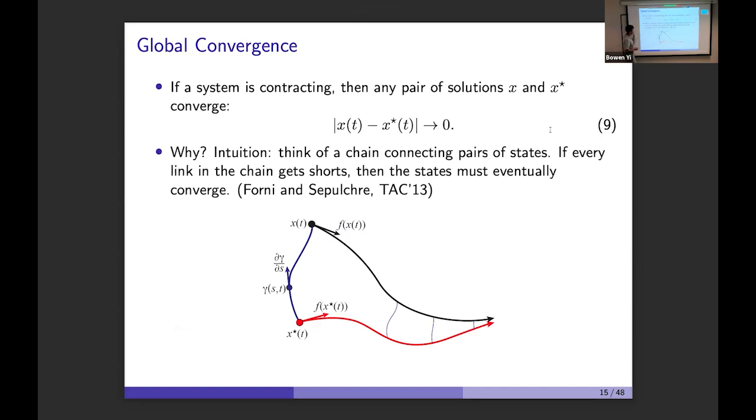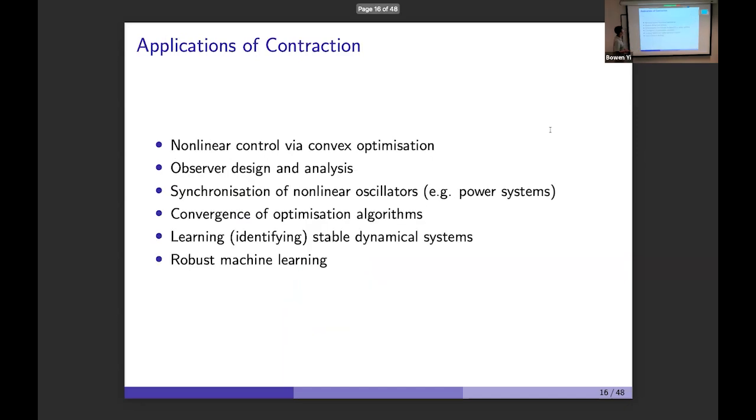If the system satisfies the condition, we can conclude that all the system trajectories will converge to a single particular one. We may intuitively imagine that for any two points, we can define a chain connecting a pair of system states, and each infinitesimal part will converge to each other. So the condition makes it possible to get this convergence property.